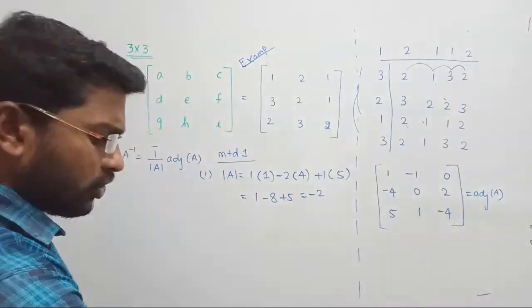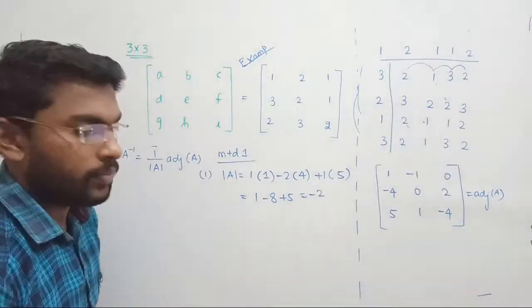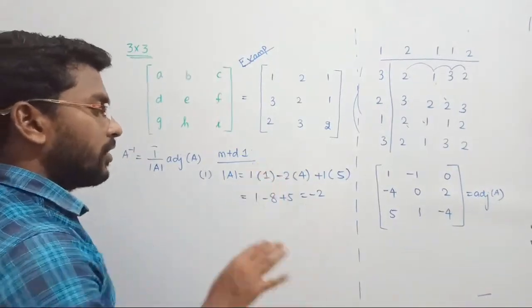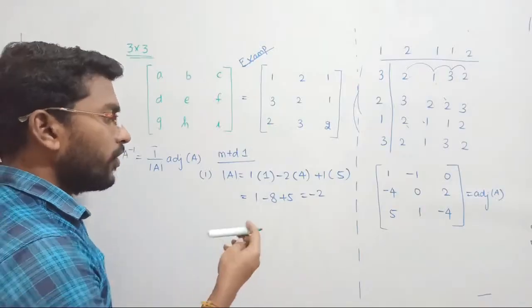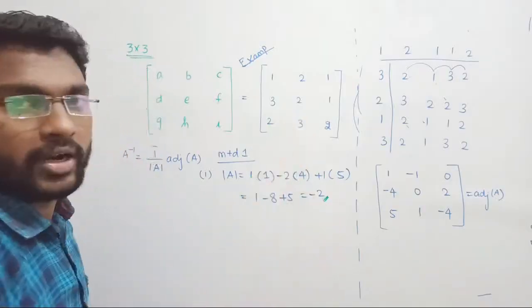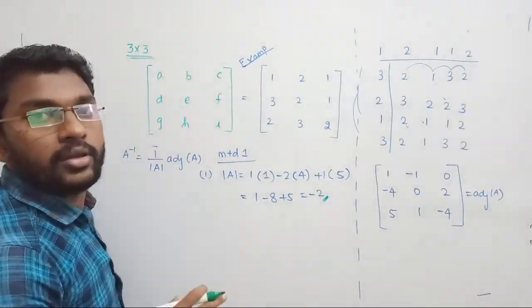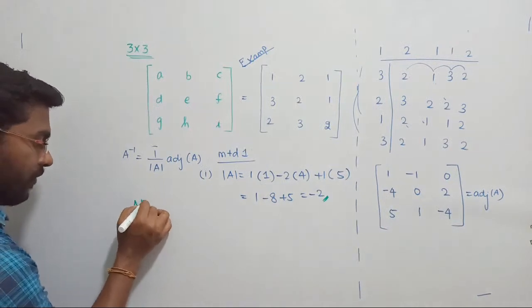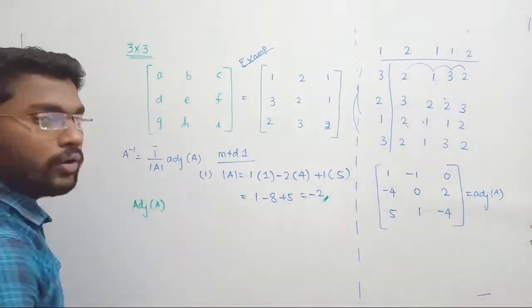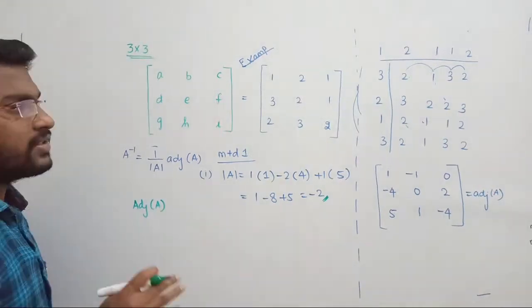In method number 2 also, the first step is to find the determinant of the matrix. Step number 1: find the determinant of the matrix. We know how to find the determinant for the given matrix. Now your next task, once you find the determinant, is to obtain the value of adjoint of A. If you want to obtain the adjoint of A, that is very simple.